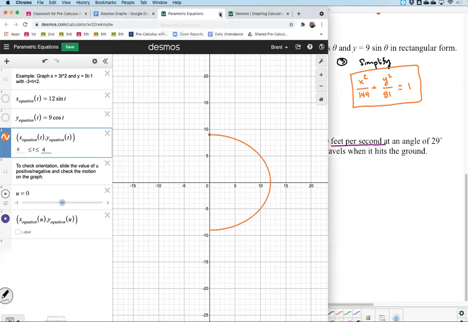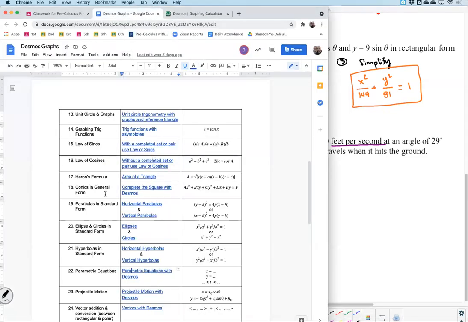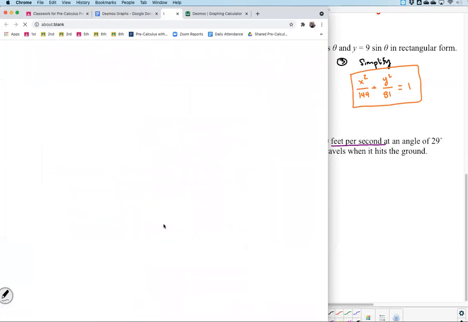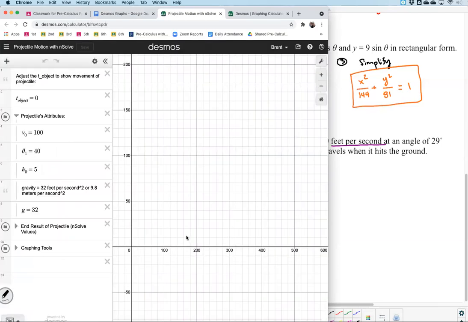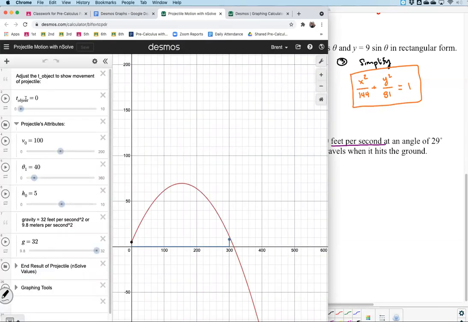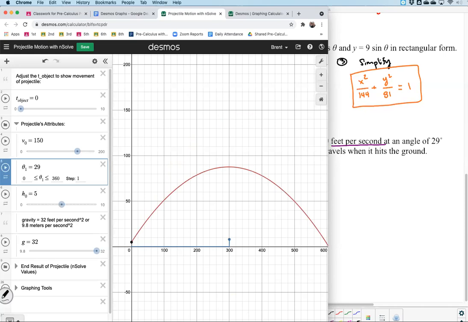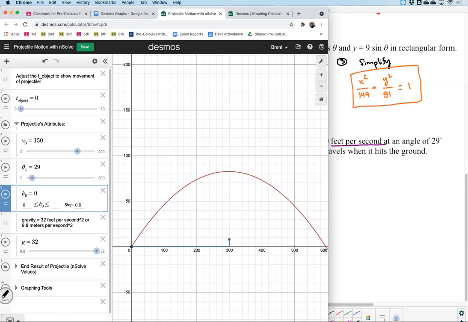If you want to use my calculator, it's right below the parametric equations. It is projectile motion number 23. I shouldn't read the numbers because I'm recording this in the future. It might not be 23. I might have other calculators. But for now, it is projectile motion number 23. I'm going to open that up. And so we'll type in these values. That's going to be for the time, so you can see the ball as it travels through. We said it was 150 feet per second. The angle was 29 degrees. The initial height was 0.